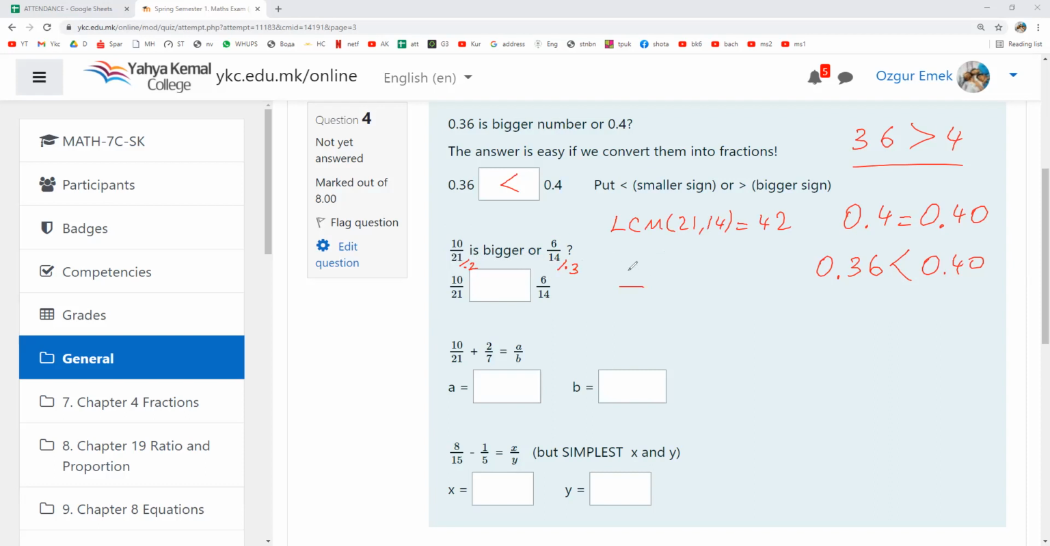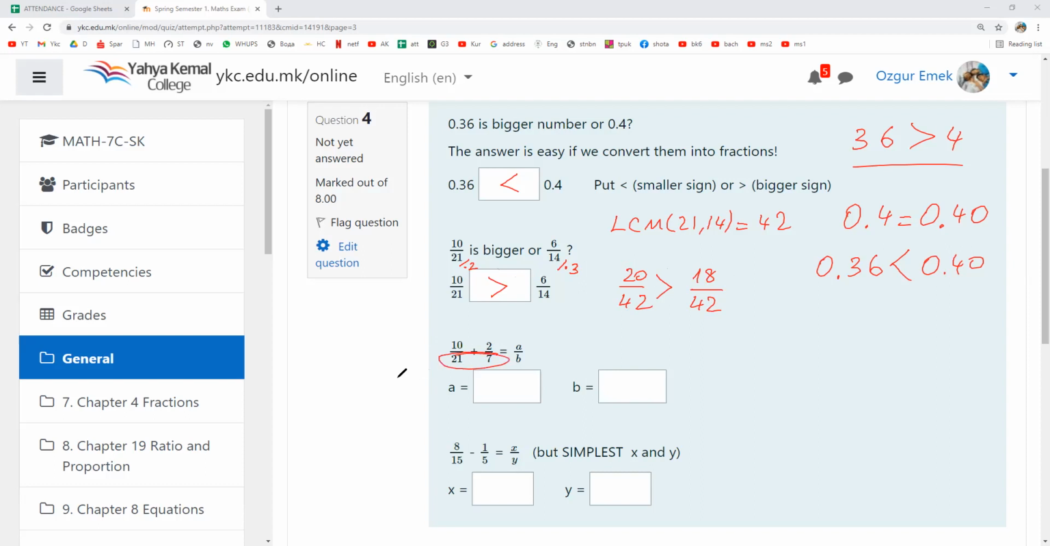We'll get 20 over 42. Here each number will be multiplied by 3, so we'll get 18 over 42. Now we have the same denominators. Compare numerators. 20 is the greater number, so I have to put the greater sign here.